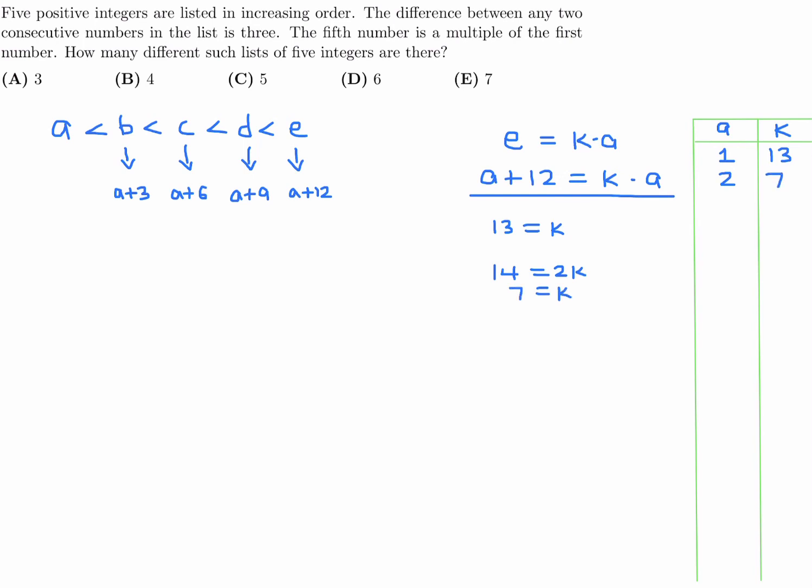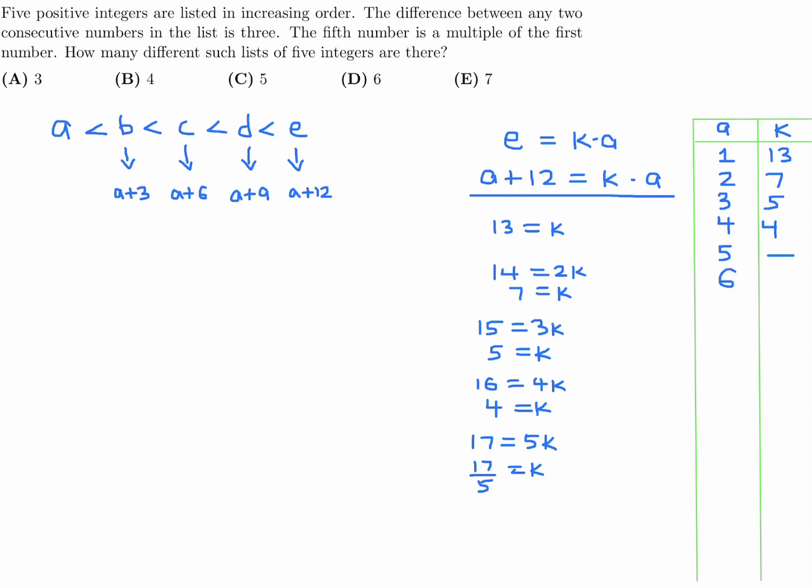So that works. Let's try A equals 3. That equation now becomes 15 is equal to 3K, and therefore K is equal to 5. We got another one. Let's try A equals 4. 16 is equal to 4K, and therefore K is equal to 4. Let's try 5 for A. 17 is equal to 5K, so K is 17 over 5, which is not an integer. So that one doesn't work.